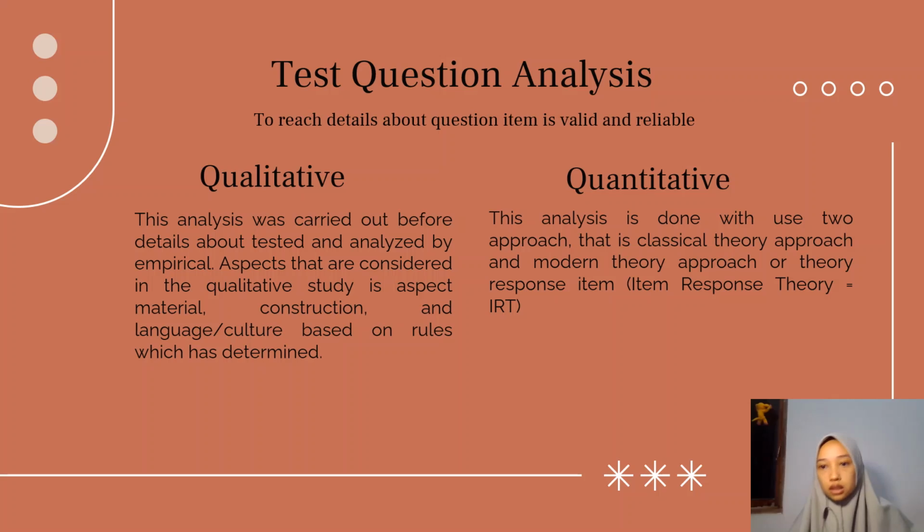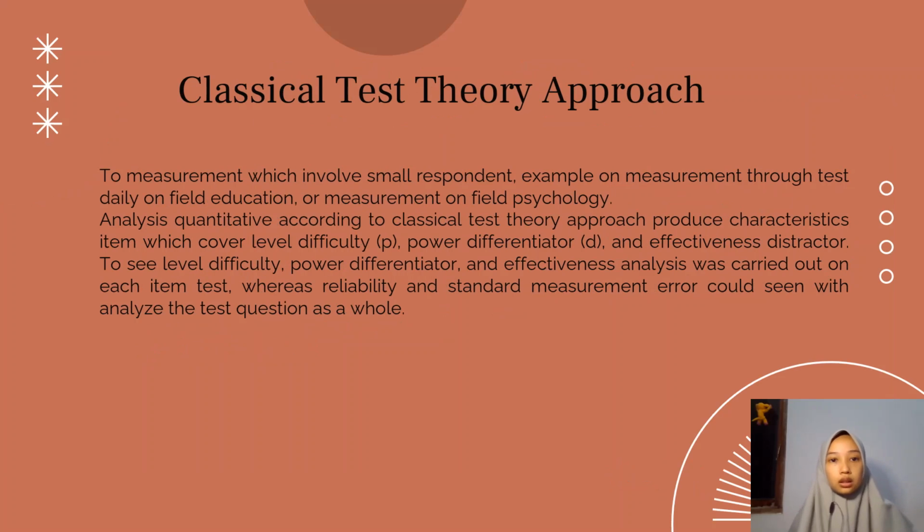The second is quantitative. This analysis is done with two approaches: the classical theory approach and the modern theory approach, or item response theory, IRT. The classical test theory approach is used for measurement involving small numbers of respondents, for example measurement through daily tests in the field of education or measurement in the field of psychology.